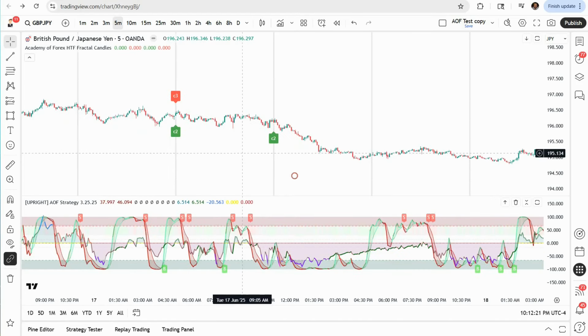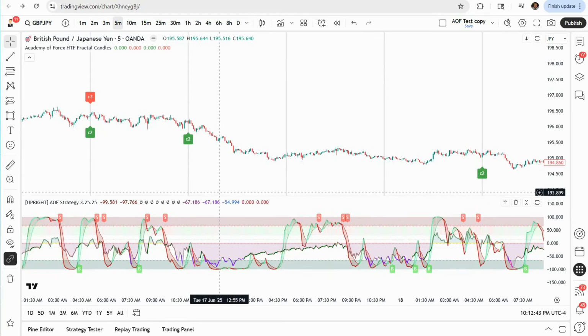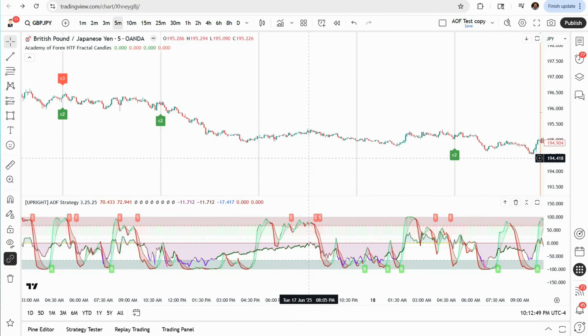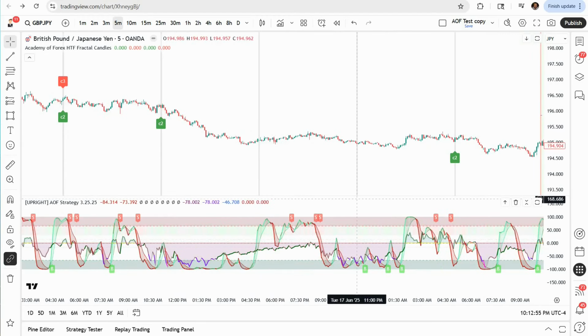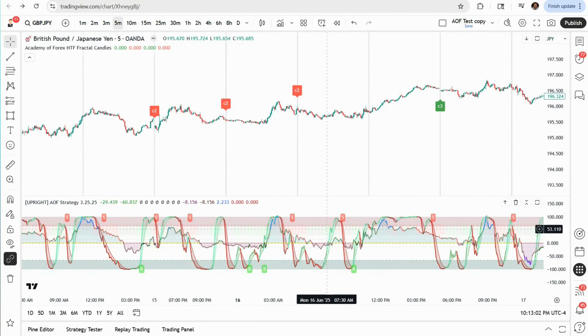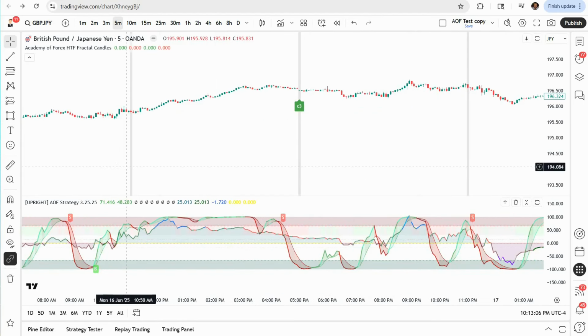In this particular case, once we get a particular kind of candle identified by the fractal candles indicator, we then use the Academy of Forex indicator to refine our entry. As long as we are within a bullish candle, then we are only looking for long trades from the Academy of Forex indicator. Anytime we are in a bearish candle, we are only looking for sell trades from the Academy of Forex indicator.